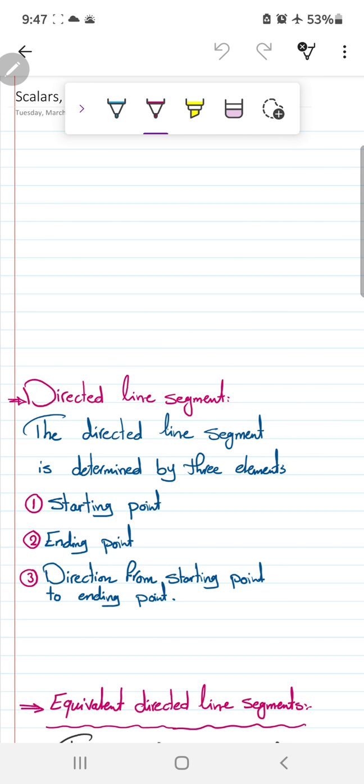Hello everyone, our lesson today is lesson 1 in unit 4 geometry: scalars, vectors and directed line segment. First of all, we talk about scalar quantity and vector quantity.